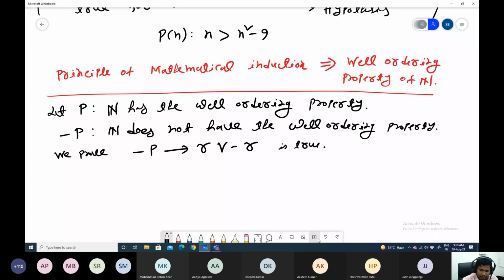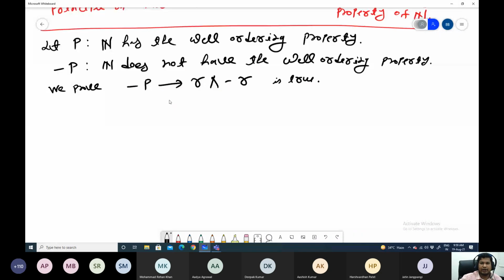So we prove this one. So negation of P gives a contradiction. So that means your P is true, right? So this will be proved by contradiction. Fine. Now, what do you mean by N does not have the well-ordering property? So assume negation of P is true.